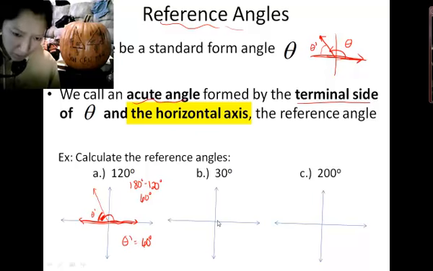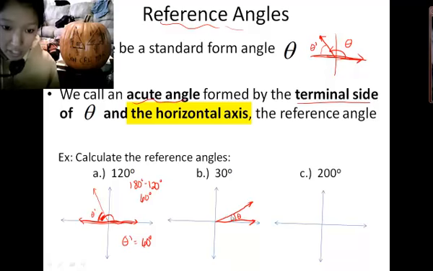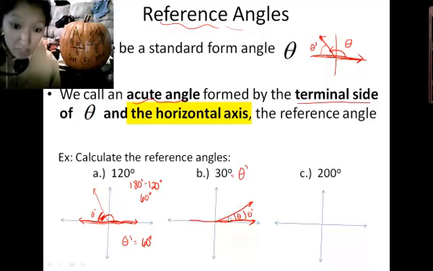Alright, let's look at 30 degrees. Let's go ahead and open this up. So here's my standard form angle. We're going to call that theta. Again, we're going to emphasize the x-axis, and this time we're not going to go all the way over here for my angle. We're going to go here for the reference angle, and you can see that the reference angle is in fact the same thing as the angle itself. So it's 30 degrees because there is the acute angle formed with the x-axis and the terminal side.